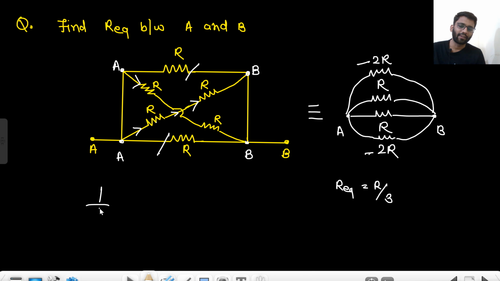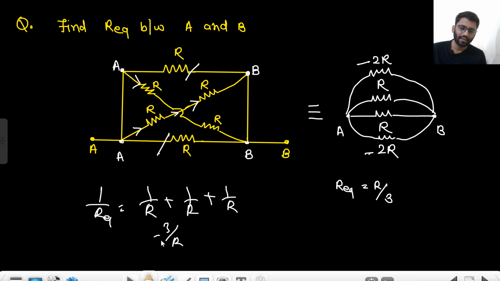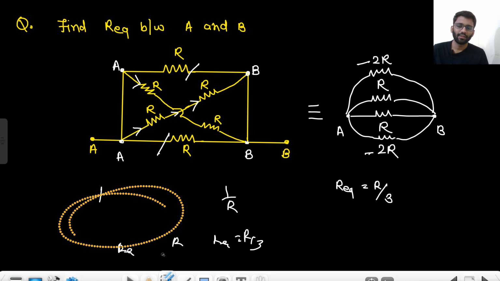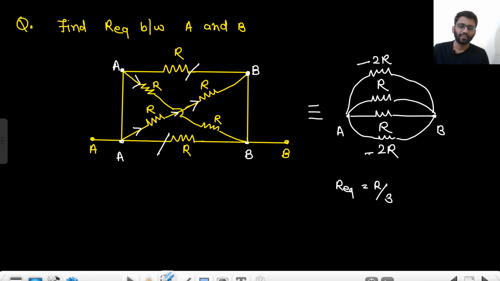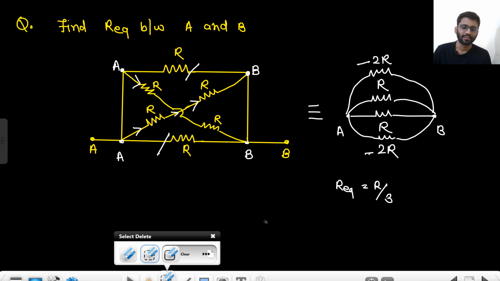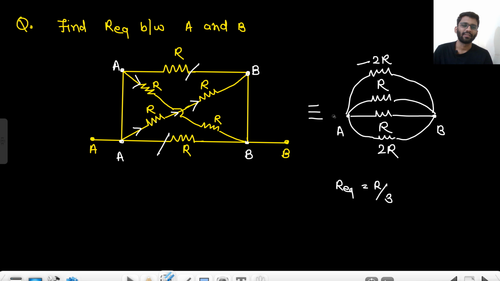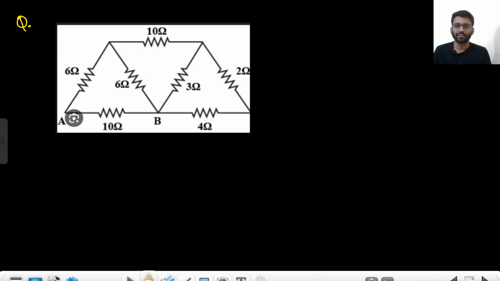If 3 are there, what will you write? 1 upon R equivalent equals 1 upon R plus 1 upon R plus 1 upon R. So it is 3 by R, 1 upon R equivalent. So R equivalent is R by 3. Okay, very easy, well and good. So it was a very easy problem. We just wrote down the nodes, and then we saw the equivalent resistance. So the equivalent resistance came out to be R by 3. Okay, let's move on to the next problem.